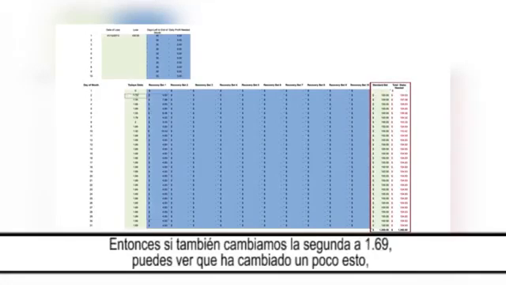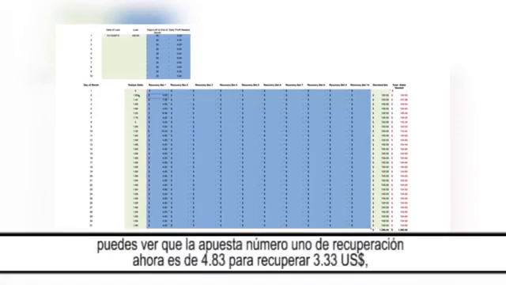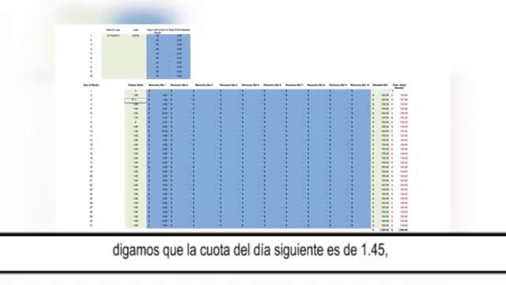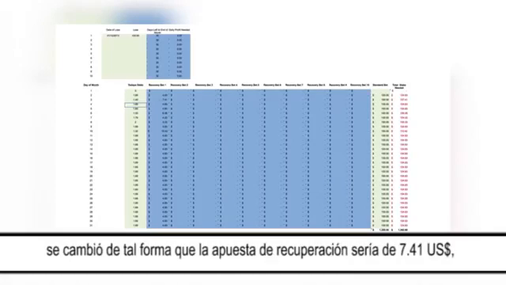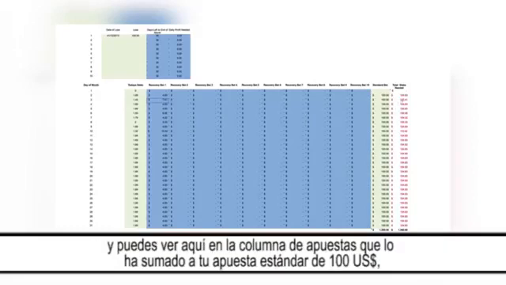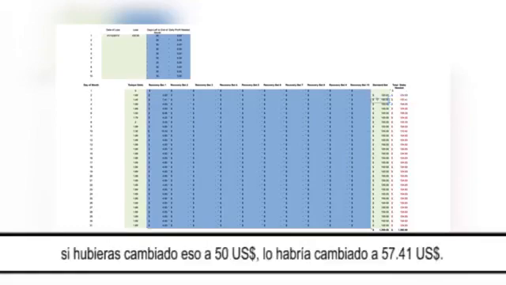So if we changed the second to odds of 1.69, you can see it's changed this slightly. You can see the recovery bet number 1 has gone to 4.83 to recoup $3.33. The next day, let's say the odds are 1.45. It's changed the bet, so the recovery bet would be $7.41. And you can see over in the stake column here that it has added it to your standard $100 bet. If you change that to $50, that would have changed it to $57.41.